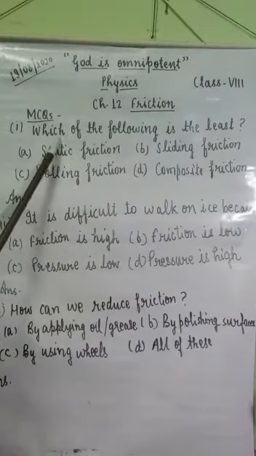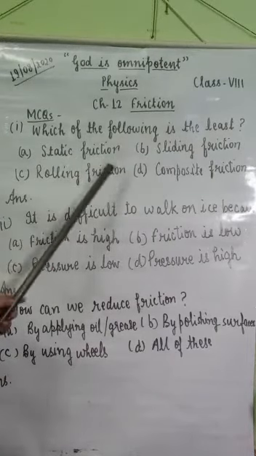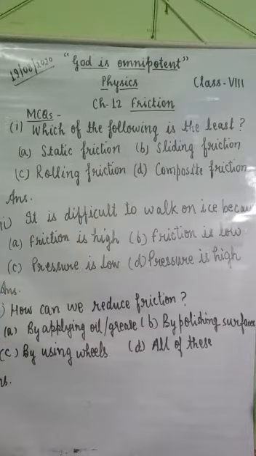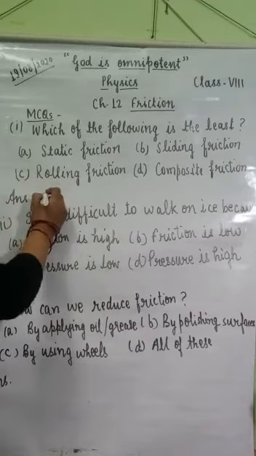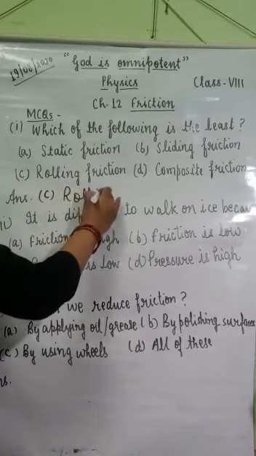First question is, which of the following is the least? Static friction, sliding friction, rolling friction and composite friction. I have told you that static friction is more than sliding friction and rolling friction is always less than sliding friction and static friction. So here option C is correct. Rolling friction is least.